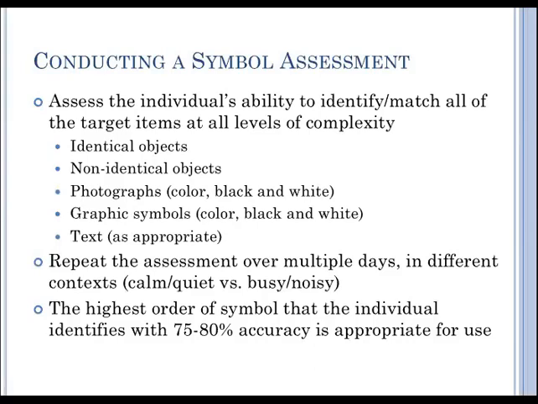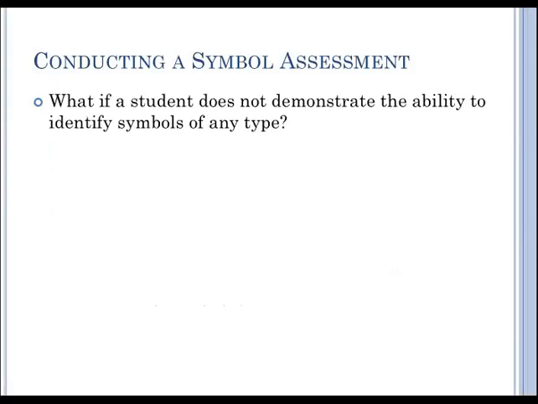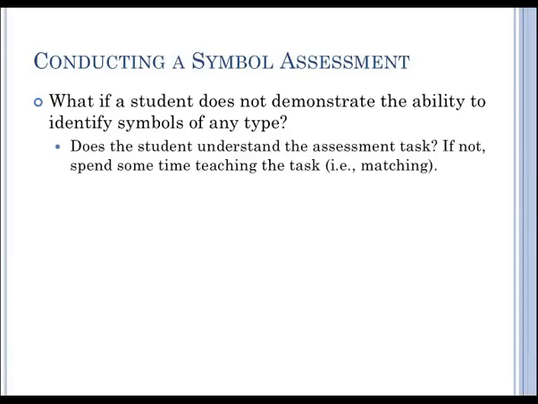A few questions that sometimes arise from symbol assessments. What do you do if the student doesn't demonstrate the ability to identify any kind of symbol? Like you can't seem to get a correct response out of the student at all. There are a few things that you might want to check. And the first thing you want to check is to make sure that the student understands the assessment task. So sometimes it's an issue that the student doesn't understand what it is they're supposed to do.